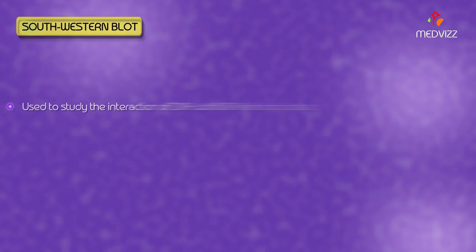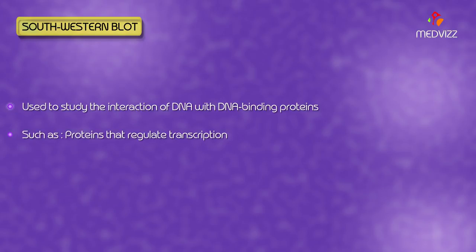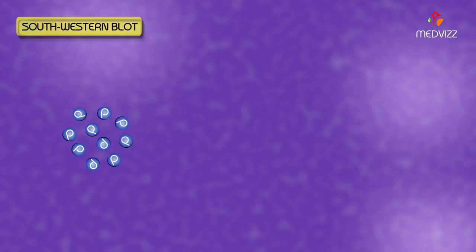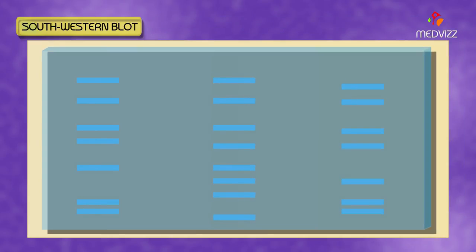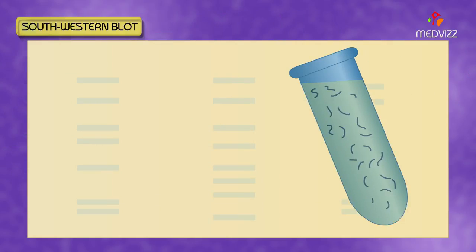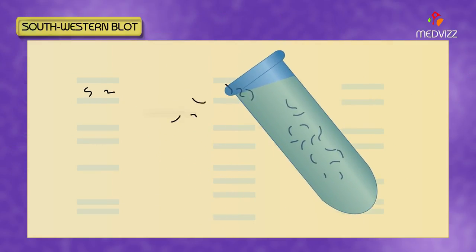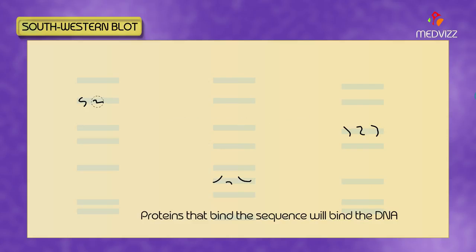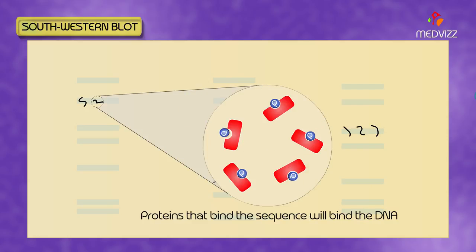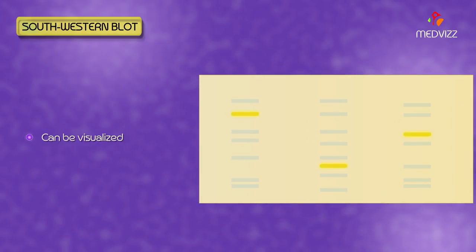Southwestern blot. It is used to study the interaction of DNA with DNA-binding proteins, such as proteins that regulate transcription. Proteins are separated on a gel via electrophoresis, then they are transferred to a filter. Proteins are exposed to radio-labeled known DNA sequences. The proteins that bind the sequence will bind the DNA, which can then be visualized on a film.